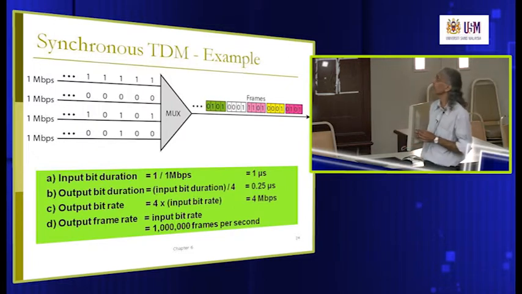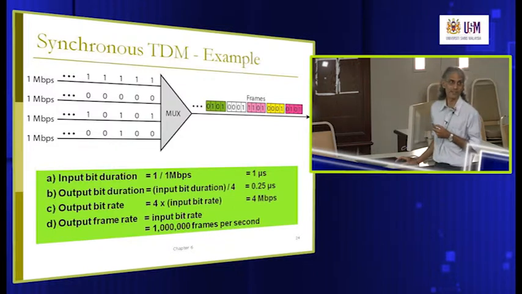So what we do is we take 1 0 1 0. That's our first frame. Then we take 1 0 0 0. That will be our second frame. And then third frame, fourth frame, right? We create frames by taking 1 bit each time from each input line.